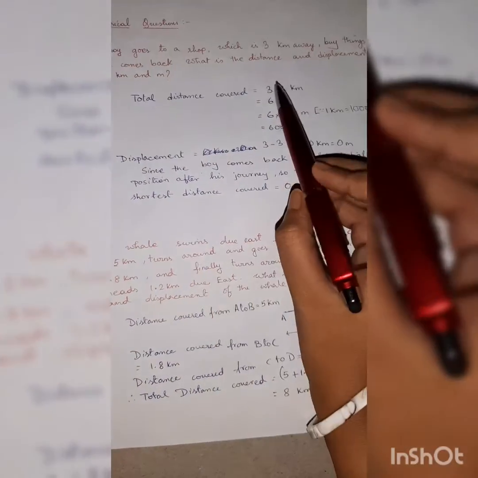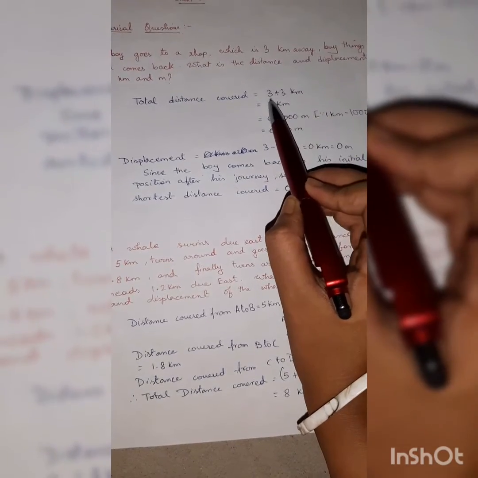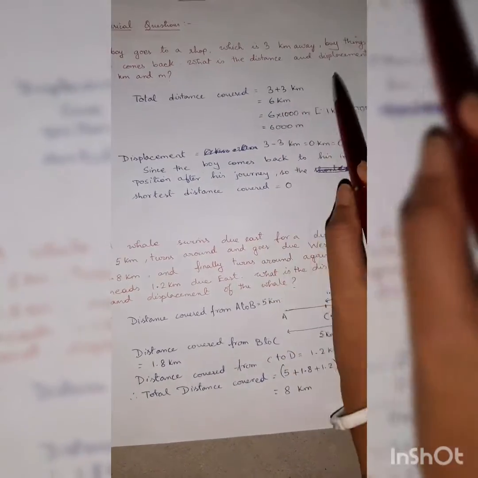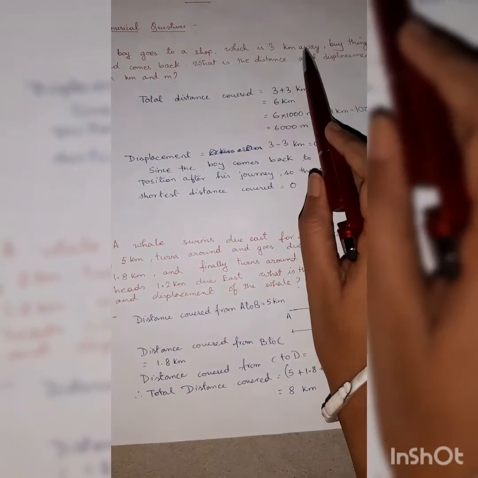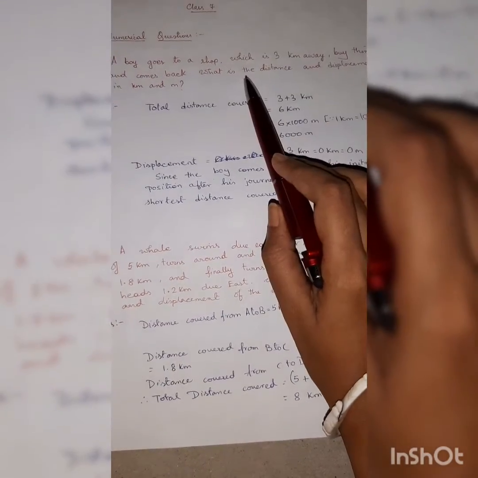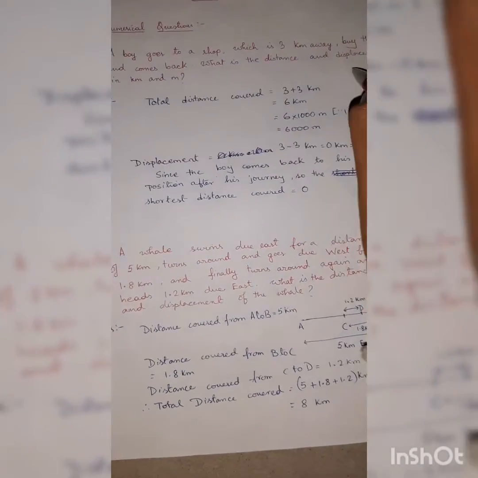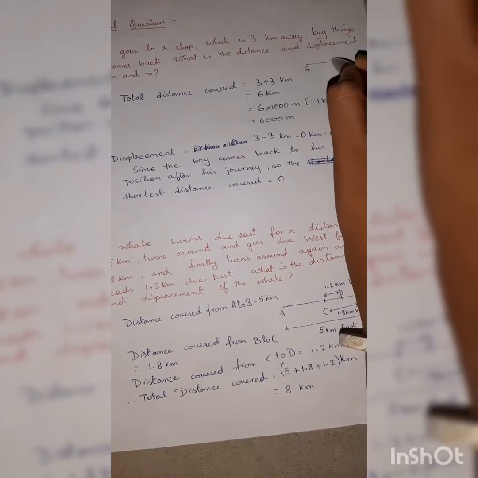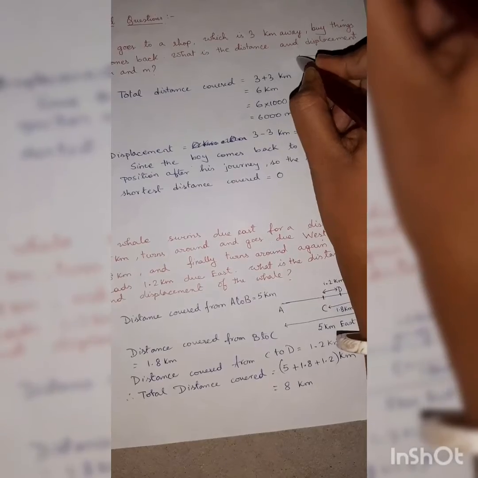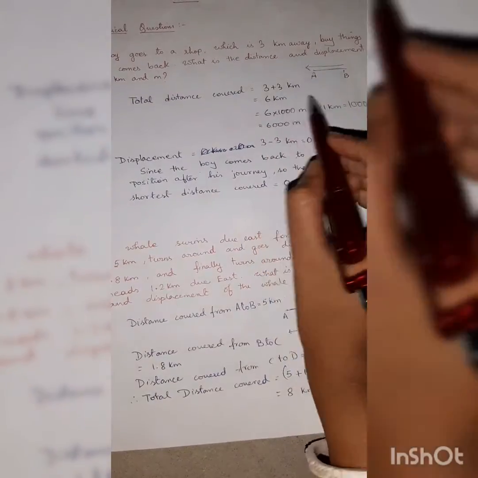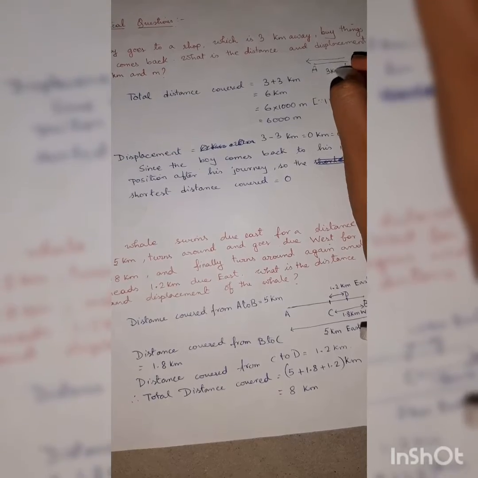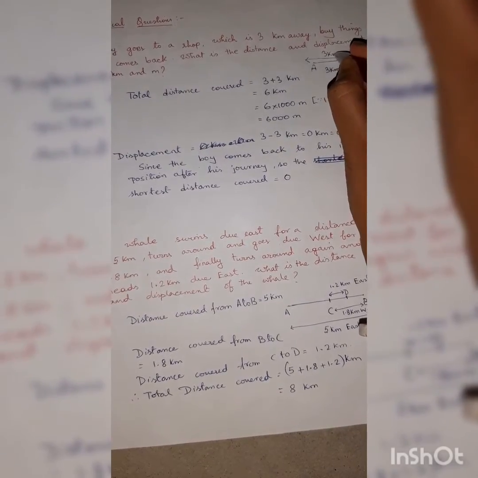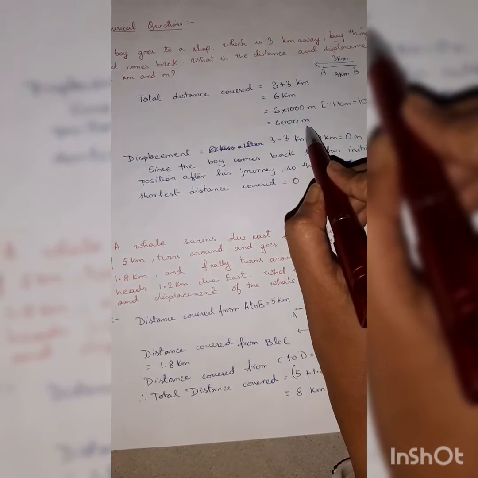Now the answer is, total distance covered is 3 plus 3 kilometer. Why 3 plus 3? Because he is going 3 kilometer first to the shop and then again he comes back to his returning position. So since he is going from point A to point B and is again coming back from B to A, we are taking the distance as 3 kilometer and again 3 kilometer. To convert it into meter, we are just multiplying it by 1000 and you get your answer as 6000 meter.